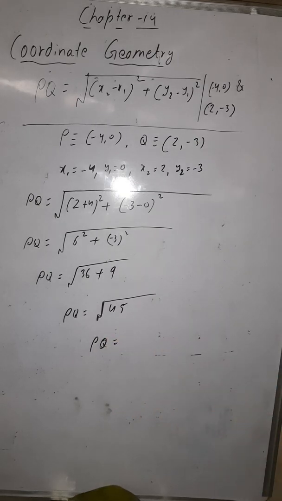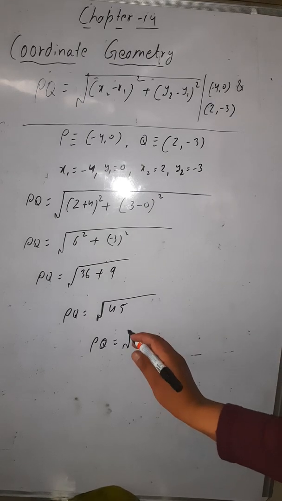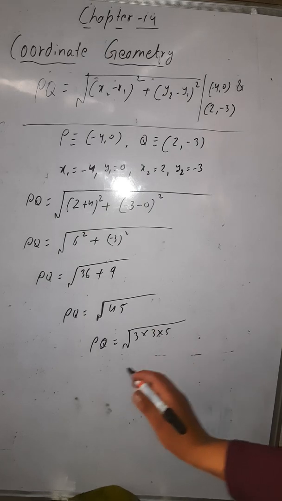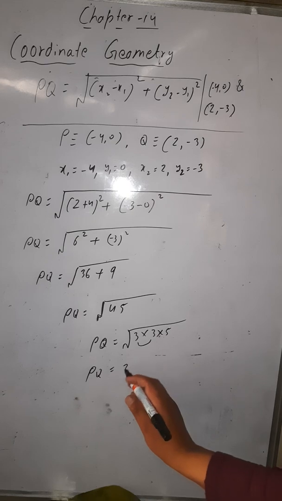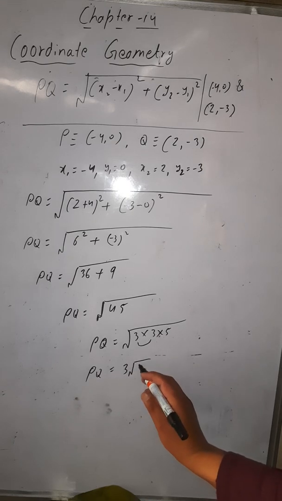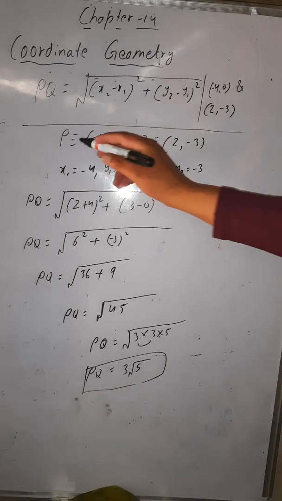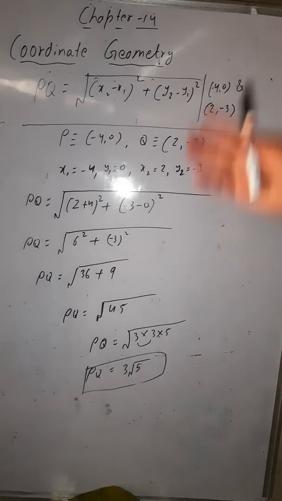I think 45 is not a perfect square. You can just factorize it. 3 3s are 9, 9 5s are 45. From here 3 will come out, making pair. So it will be 3 under root 5. So this will be the distance between these 2 points. That is 3 under root 5 unit. Okay. So this is how we can use the distance formula for finding out the distance between any 2 points.